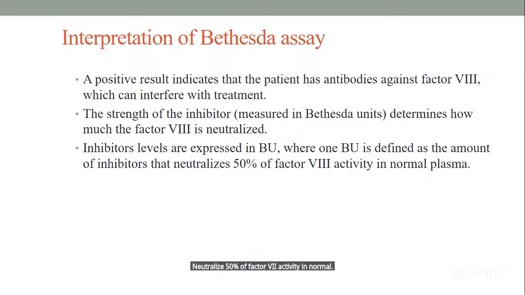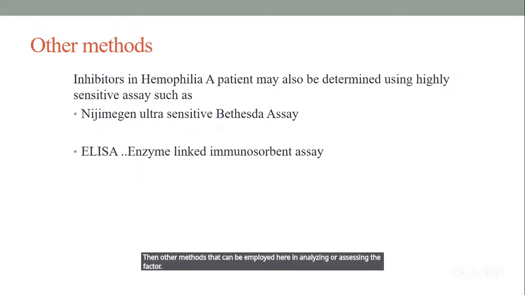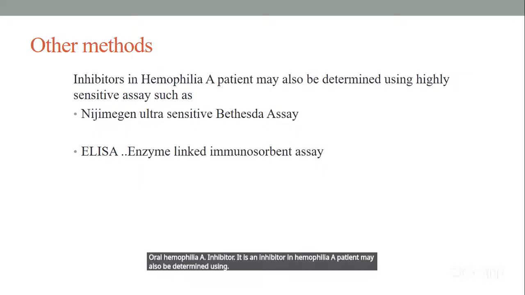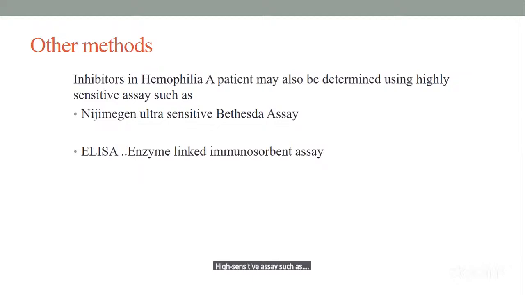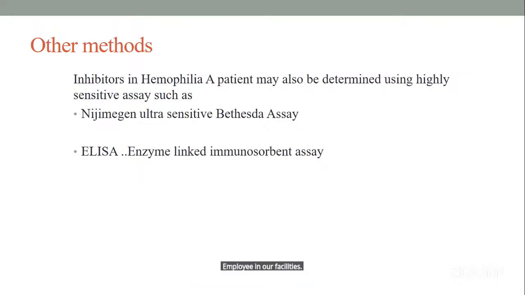Next slide. Then other methods that can be employed here in assessing the factor or hemophilia A inhibitor. An inhibitor in a hemophilia A patient may also be determined using highly sensitive assays such as the Nijmegen ultra-sensitive Bethesda assay or ELISA that we always employ in our facilities. Next.